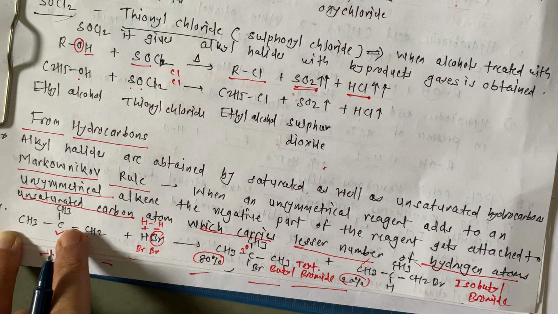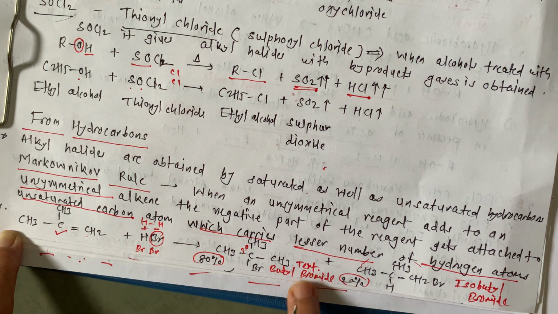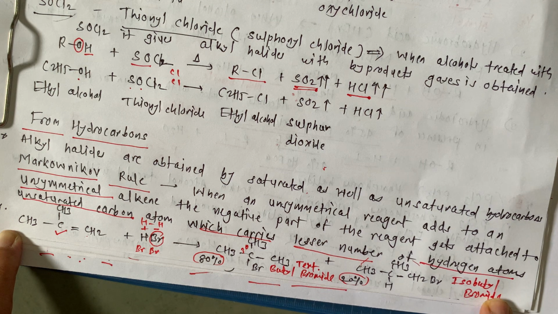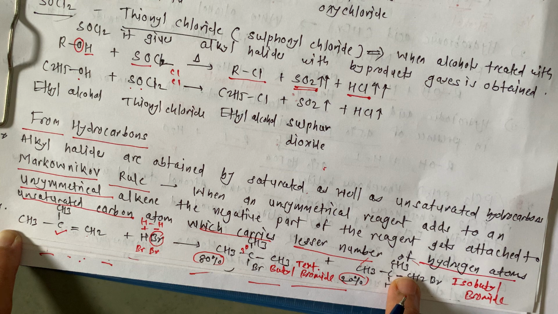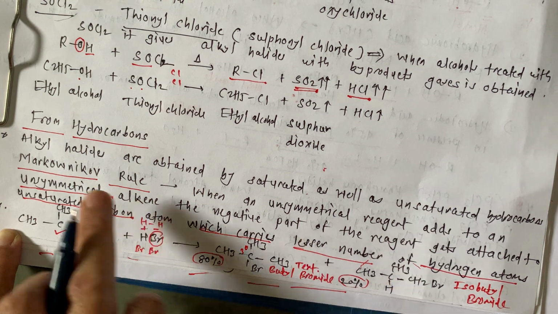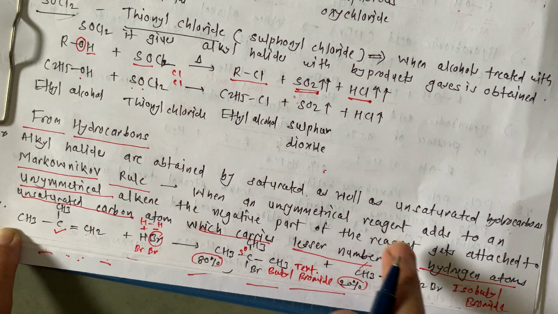Okay, we had seen this thing before. This is isobutene, which gives you tertiary butyl bromide as well as isobutyl bromide, but this product is the major product and this product is the minor product. This is according to Markovnikov's rule. And we studied one more thing.